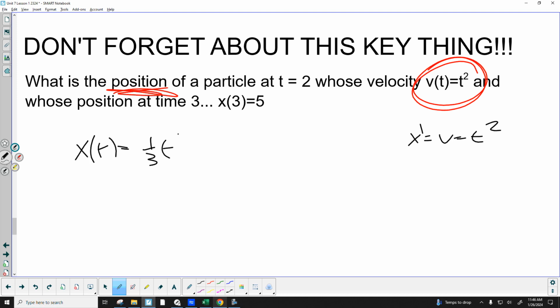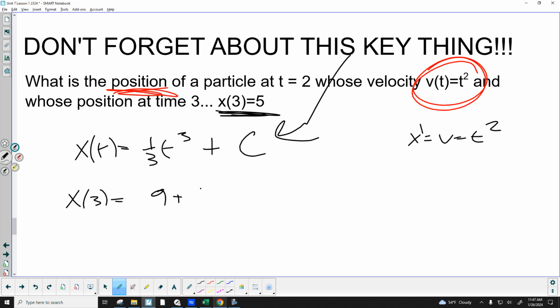All right, so this is my position function. So I plug in 2 and I get 8/3. Wrong. Why do I say don't forget about this key thing? What's the key thing when taking an antiderivative? Plus C. That's the key thing. Don't forget, guys, when you go backwards, there is some unknown constant. But when given information, you can find the value of that unknown constant. You get 27 divided by 3, which is 9, plus C equals 5. You get C is -4. Oh, don't forget when going backwards, you need a plus C.